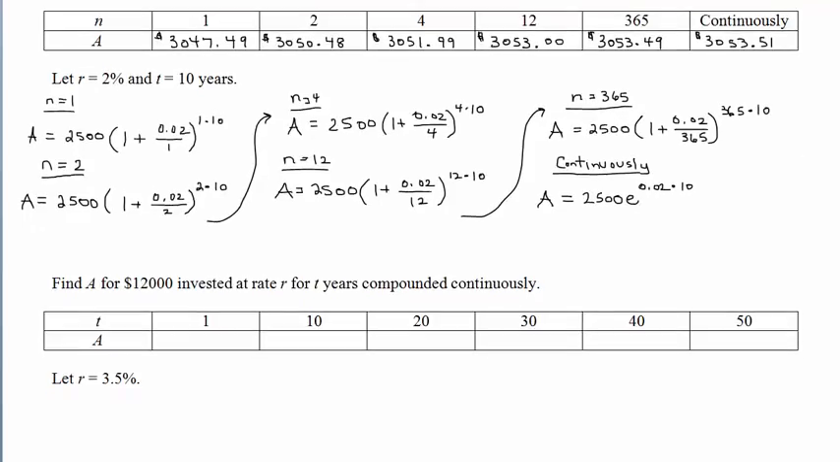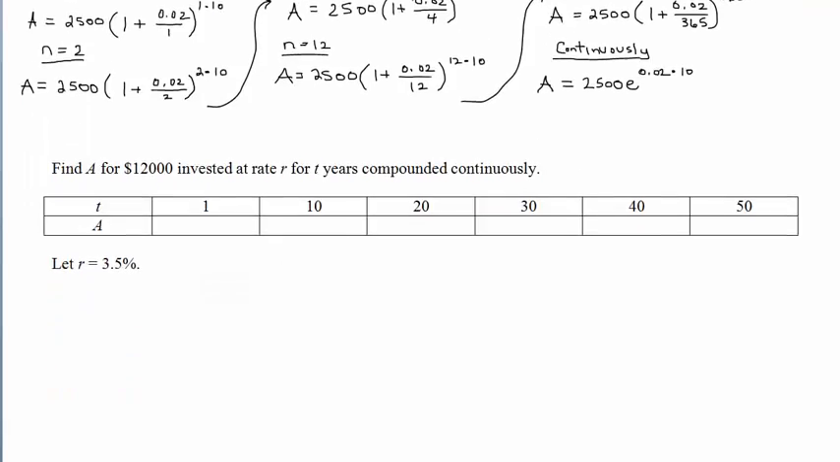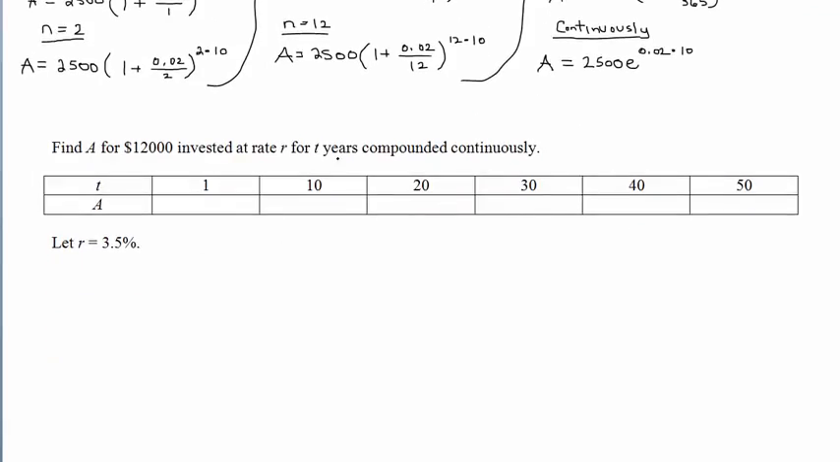Okay. All right, so let's look at another example. In this example, we're just going to look at compounding your interest continuously. We're going to use the PERT formula in all of these T values. The difference here is we're going to find the amount A for your $12,000 that you're investing at a rate of 3.5% for T years. So I don't need to know N, the number of compoundings, because N is not involved in your A equals PERT formula.